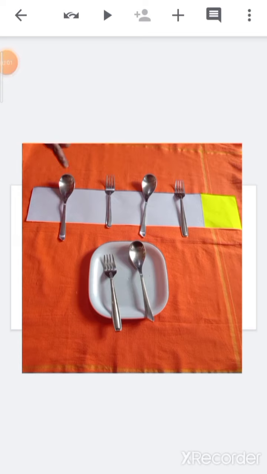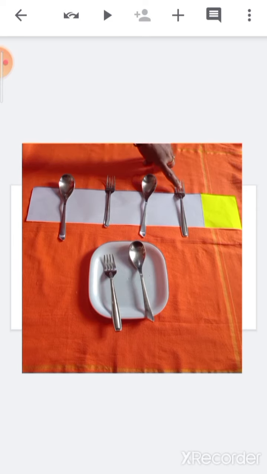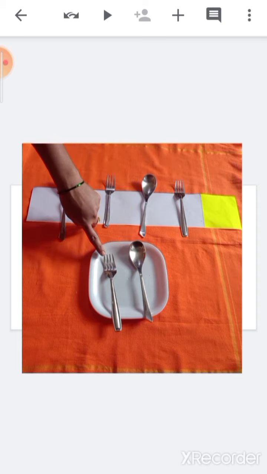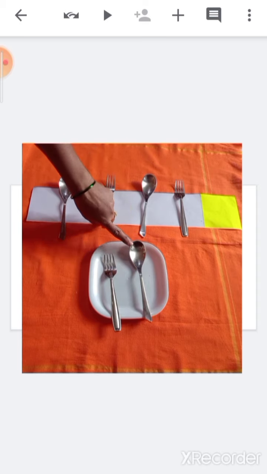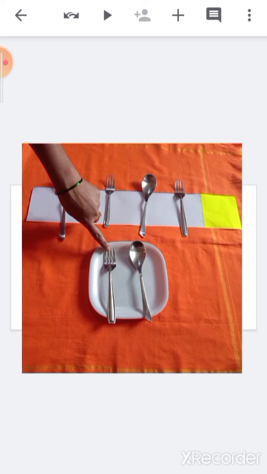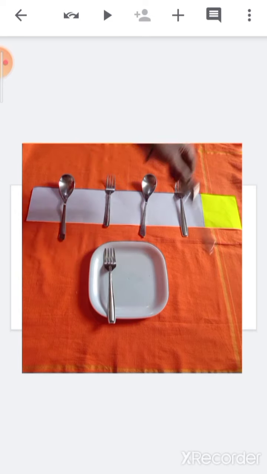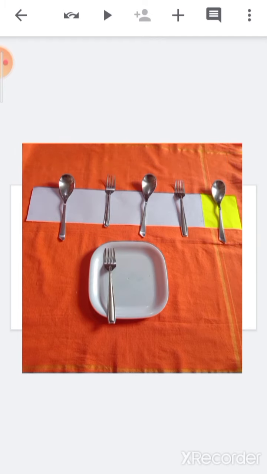Children, this is a spoon. After spoon, what is there? A fork. After fork, what is there? A spoon. After spoon, what is there? A fork. So what will come after fork? A spoon or a fork? Fork? No. Spoon? Yes. After fork, spoon will come.